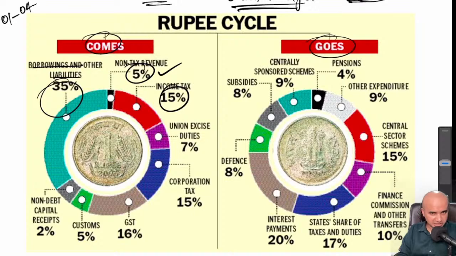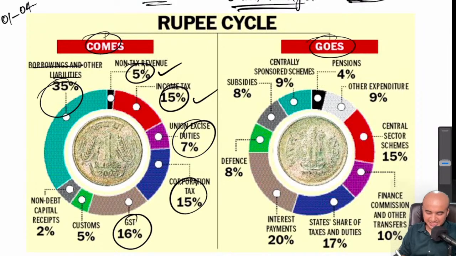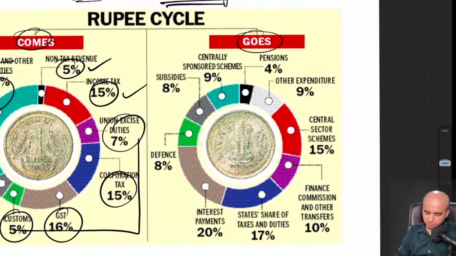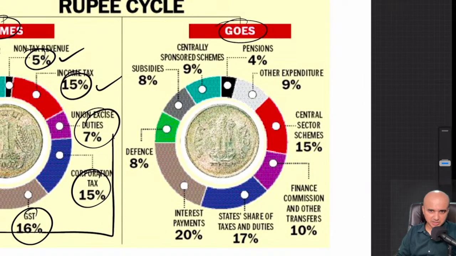Income tax is a huge chunk at 15%, and you can also include this under income tax because it's nothing but corporation tax, which is the tax the companies pay. Union excise duties is 7%, GST is 16%, customs is 5%. All these are indirect taxes. All the three. Which three? Customs, GST, and excise. Then we have non-debt capital receipts, negligible, 2%. This is where they are getting the money from. Now, where is it going to? Of course, they will get the money and they will spend the money as well, no?